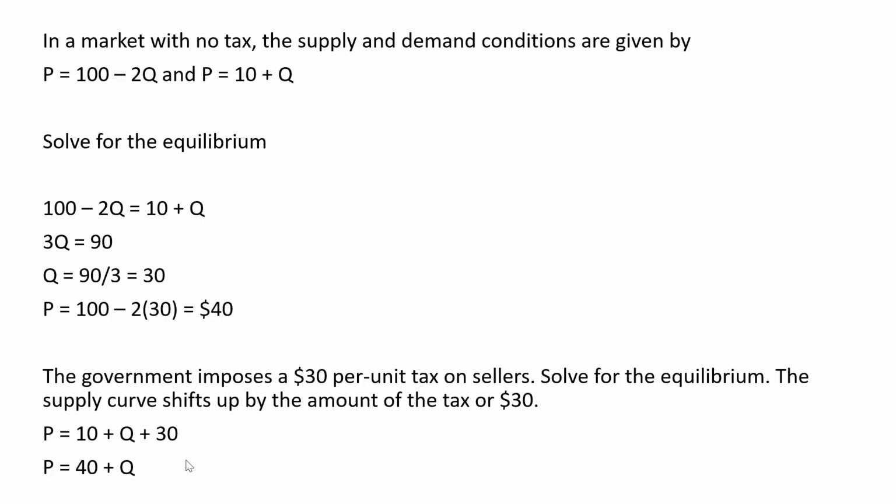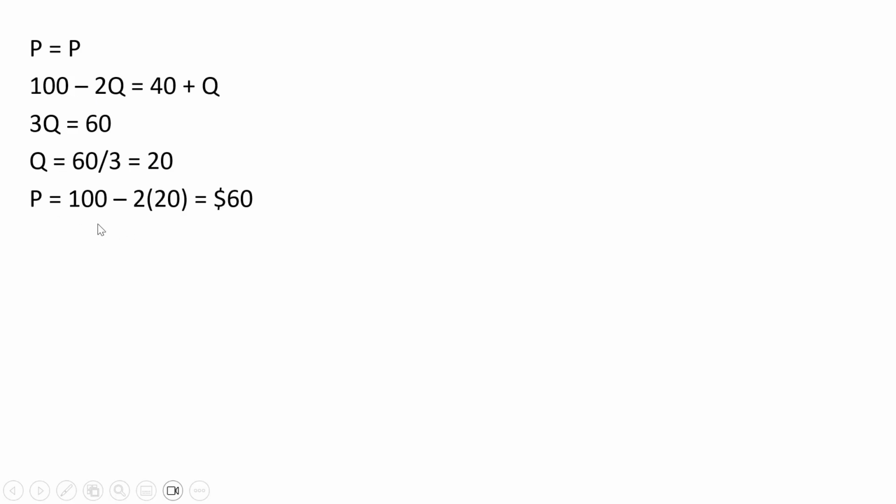And once again, we're going to have two equations and two unknowns. So I'm going to set this equation here, this 40 plus Q, equal to this 100 minus 2Q, the demand curve. So setting the P equal to P now, and simplifying. 100 minus 40 is where the 60 is coming from. Once again, collecting the Q terms. Solving for equilibrium, the equilibrium quantity is 20. Plugging this 20 back into the demand equation, what I do down here, we get an equilibrium price of $60.